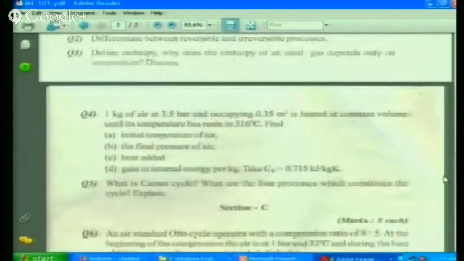Then question number 4, 1 kg of air at 3.5 bar and occupying 0.35 meters cube is heated at constant volume until its temperature has risen. Risen, the spelling is wrong. Here it came as R-E-S-I-N, to 316 degrees C, fine. Initial temperature of air, final pressure of air, heat added, gain in internal energy.